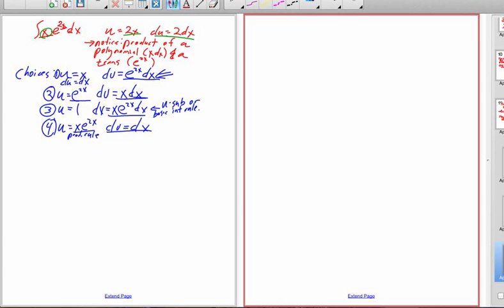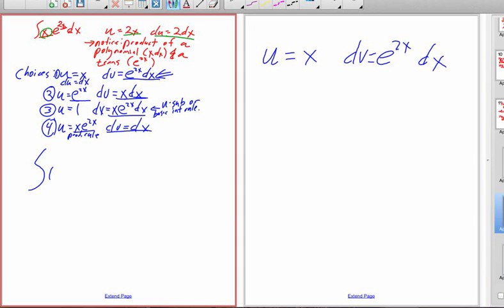So what we got here then is that my u is x, my dv was e to the 2x dx. So if you remember integration by parts, the integral of u dv, which is what we started out with, is going to be uv minus the integral of v du.